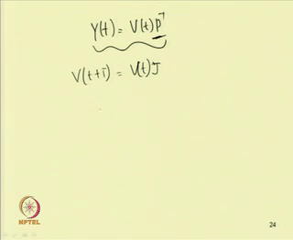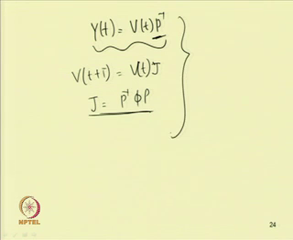So, we can write J equal to P inverse phi P. This is similar to that used in modal analysis, where we have taken the modal matrix to decouple the equation. So, here by taking V(t+T) equal to V(t) into J, we can write J equal to P inverse phi P. So, we choose P in such a way that J will be a diagonal matrix. If we choose it that way, then we can write this phi.